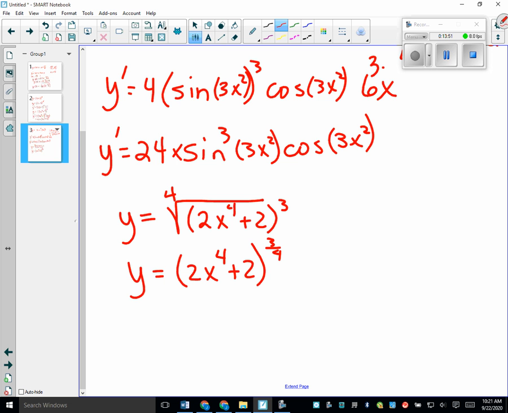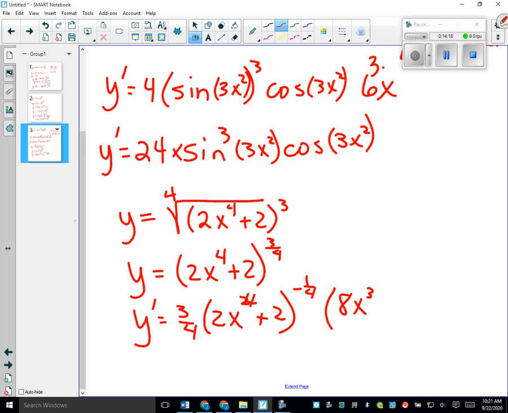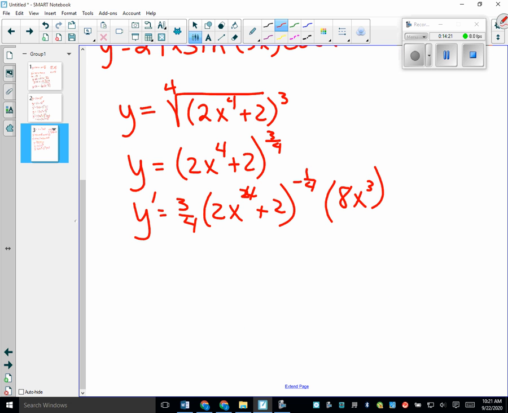So, is this an M&M or a peanut? It's just an M&M. Okay. So 3/4 minus 1/4. Isn't it 3/4 times 2x to the fourth plus 2 to the negative fourth power times 8x to the third? Make it whatever 3/4 times 8x is. So that's supposed to be 4? Yes, 4, which is 6 over 2. So it's 6.